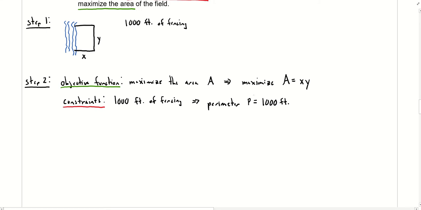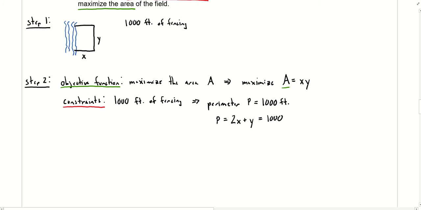So I'm just going to assume, instead of something like this, I'm going to assume that I'm going to use all the fence that I have. So what is my perimeter? How can I state my perimeter here? My perimeter is, well, two sides of this penned area are of length x, and then one side in terms of the fence is y. So I want that to be 1,000.